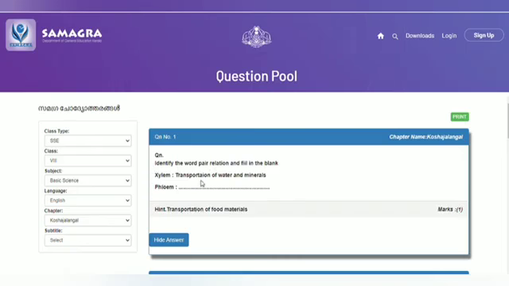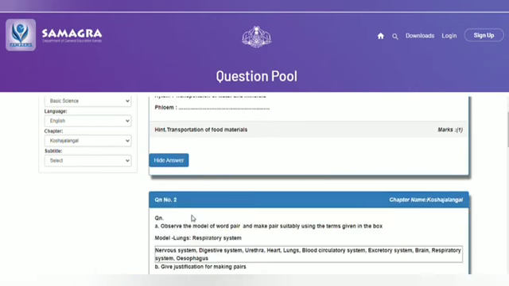Xylem is for the transportation of water and minerals. Phloem is for the transportation of food materials.